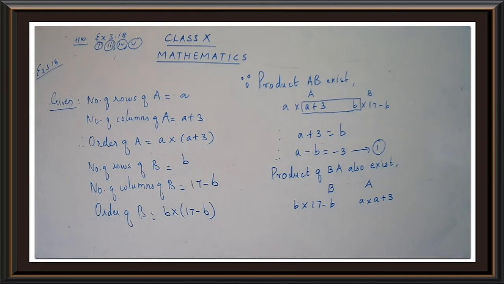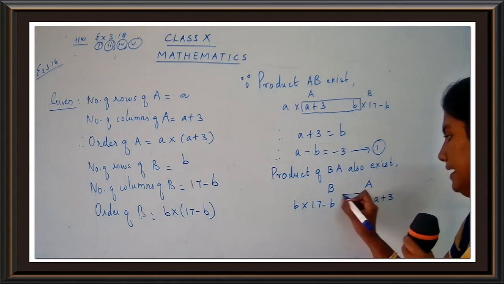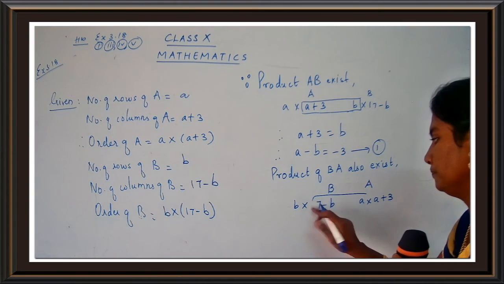So from the first point, I have got A minus B is equal to minus 3. Okay, children? So from the second condition also, I'll get one more equation. And then we are going to solve both the equations and we are going to get the required answer. Since the product exists, which part will be equal? Yes, the middle part will be equal. Yes, good.